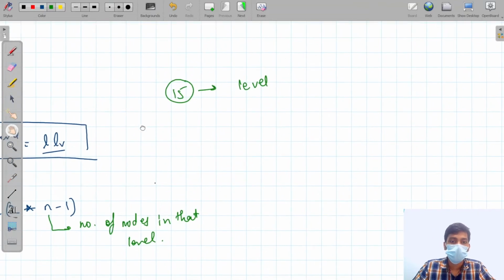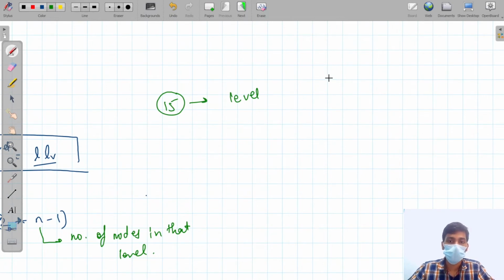Now for this, we know that 15 is less than 2 raised to the power 4, that is 16, and it is greater than 2 raised to the power 3, that is nothing but 8.